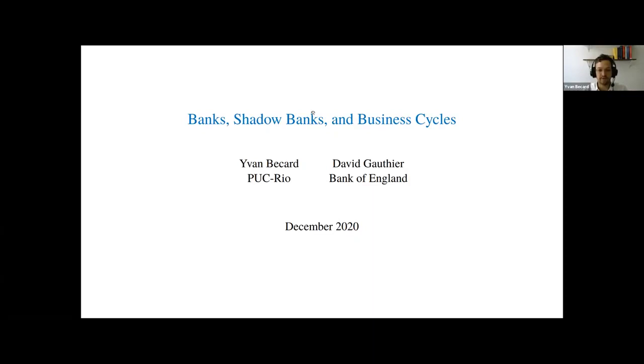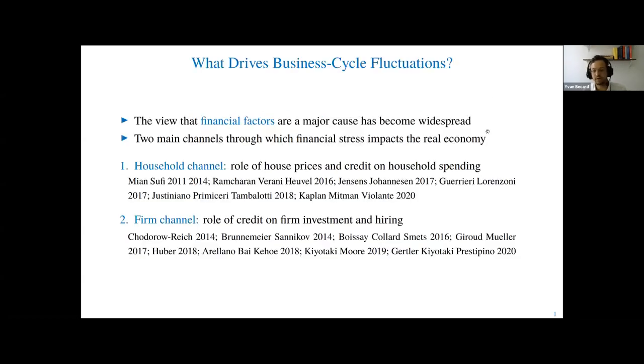So welcome, this is joint work with David Gauthier, who's at the back of the room. All right, so the question we're after in this paper is what drives business cycle fluctuations? And in the last decade, there's been mounting evidence supporting the view that financial shocks are a major source of business cycle fluctuations.